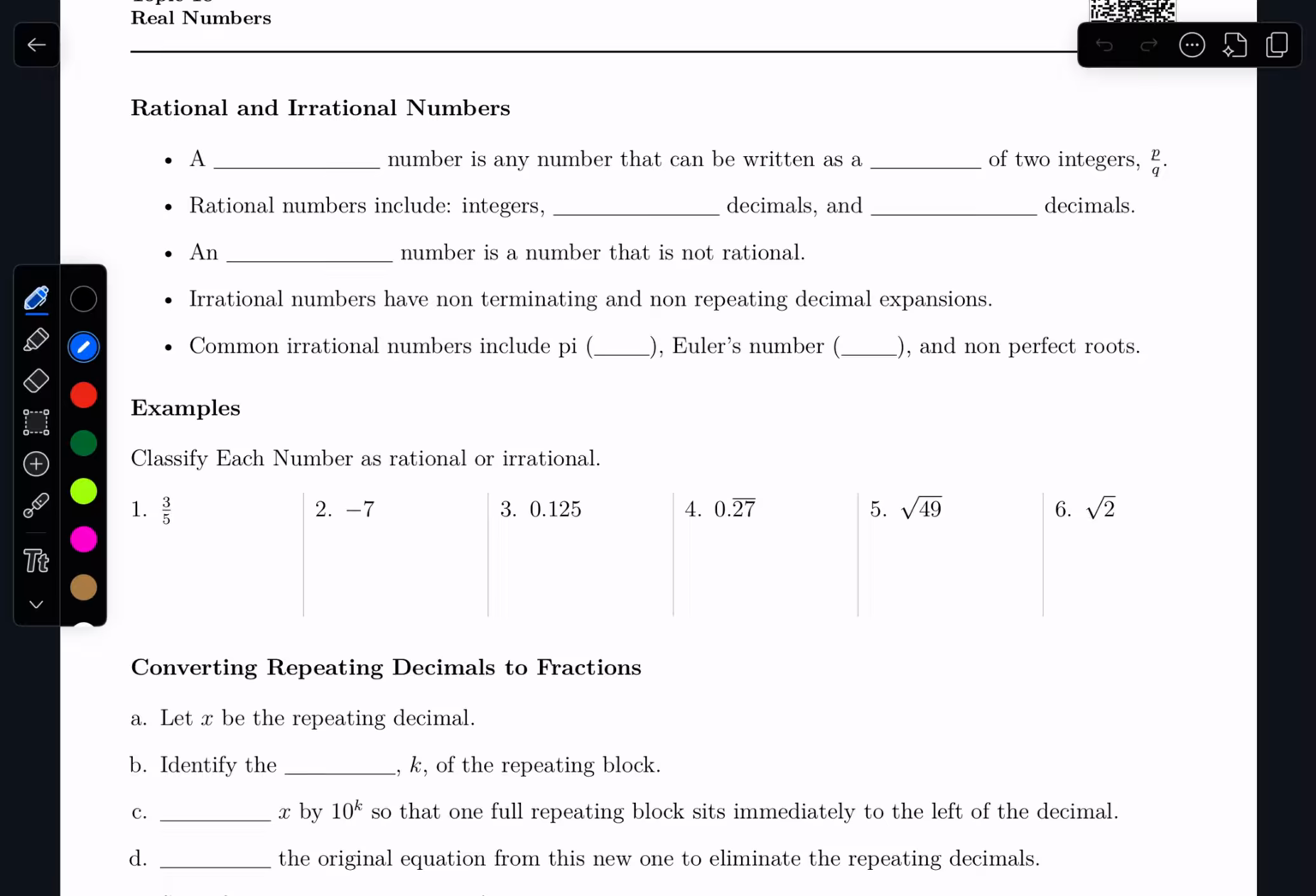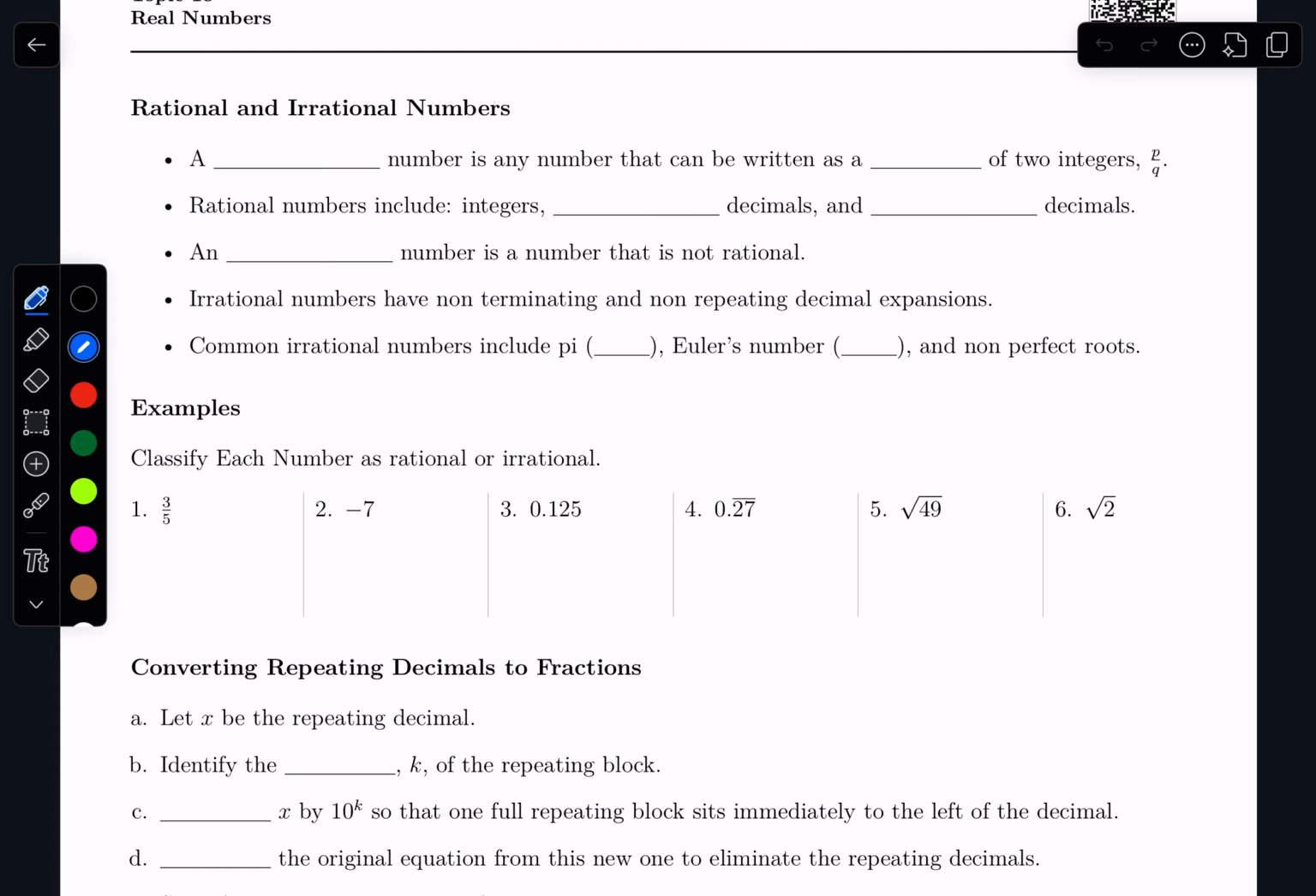Now, the title is real numbers, but what we're actually going to be focusing on is mostly rational numbers. We will talk about how this ties into real numbers and how all the different number types make up the group of real numbers. But most of this lesson is actually going to be focused on rational numbers specifically. So let's go ahead and get into it and see what these definitions are.